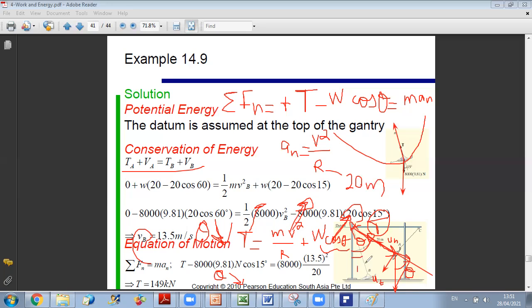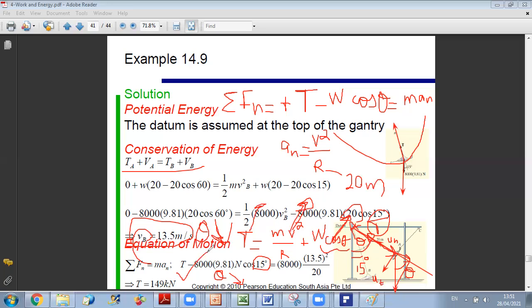So now all I have to do is replace at B, and I already calculated VB from the previous step. And the corresponding theta is 15 degrees. So I replace in the equation of tension, mVB square over R plus W cosine 15. I get the value of the tension.